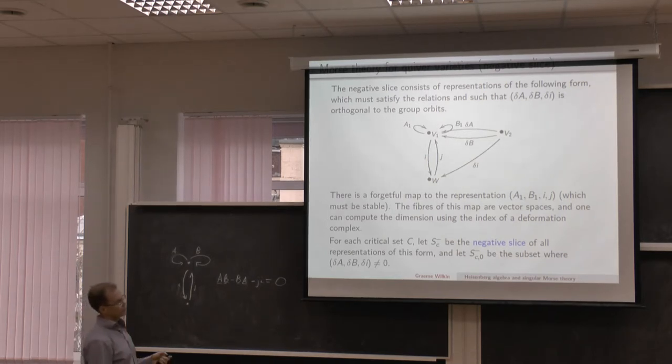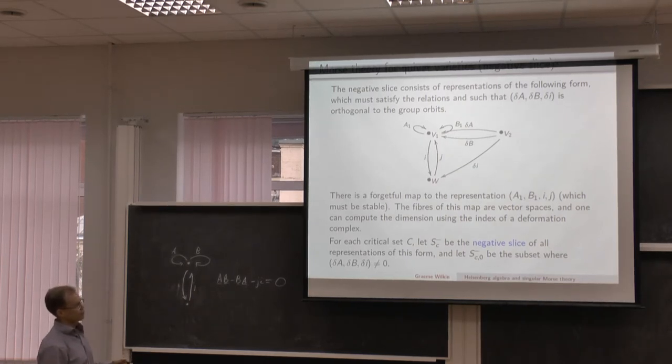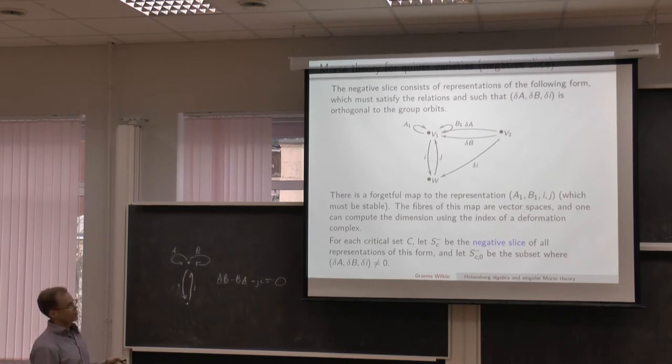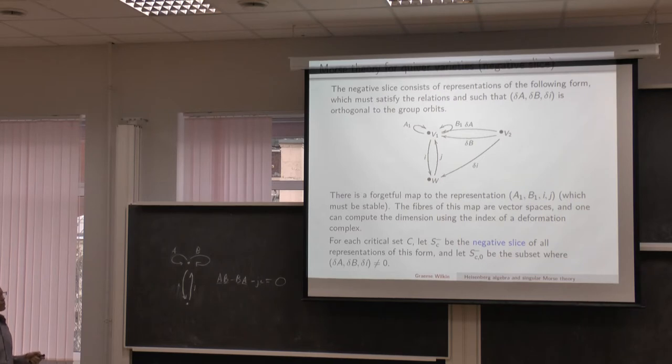So if you forget about these delta homomorphisms, then you're just left with the representation down here. So we have this nice projection from the negative slice onto the critical set. So the fibers are vector spaces, just because there are no polynomials, these deltas can't interact. You only have linear terms in the deltas because once you go along this path, you're in this quiver here. You can't have another delta interacting with it. Okay, so the negative slice looks like all these representations. So instead of writing down the equations, it's probably easier to think of this picture here.